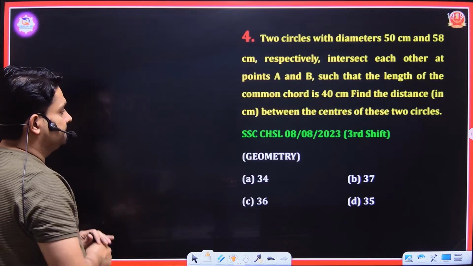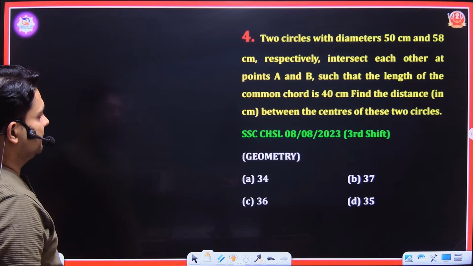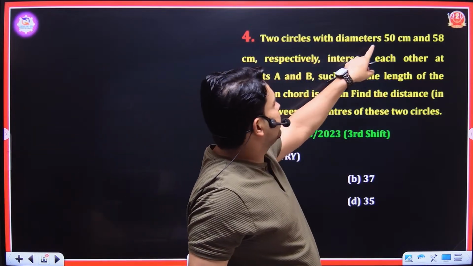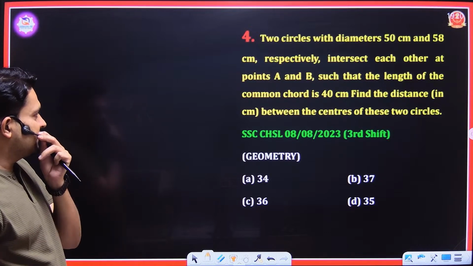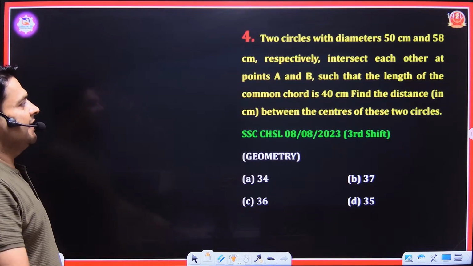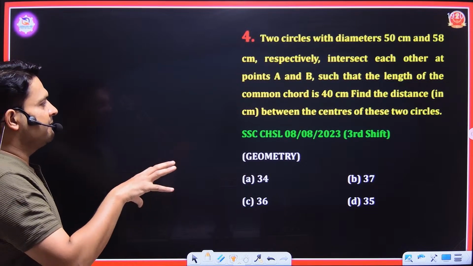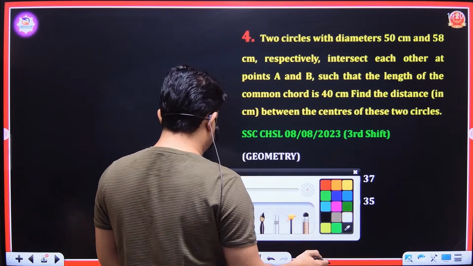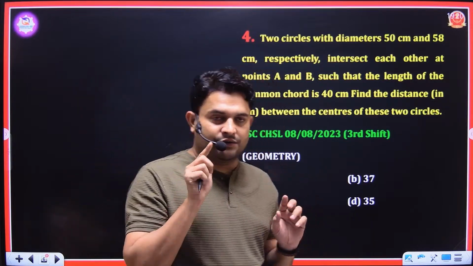Question number 4. A geometry problem. Two circles with diameter 50 centimeter and 58 centimeter respectively intersect each other at points A and B such that the length of the common chord is 40. Find the distance in centimeter between the centers of these two circles. I can do this question directly. And you also can do this question directly.